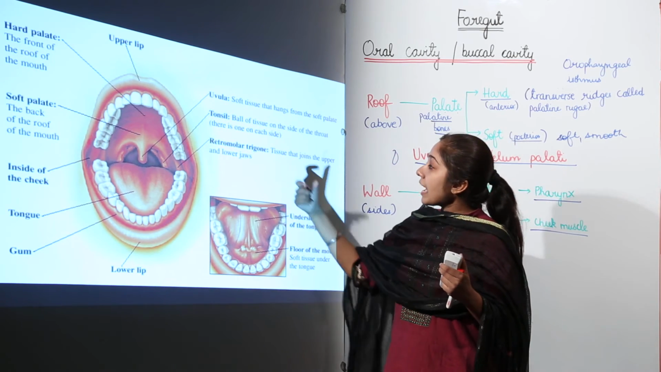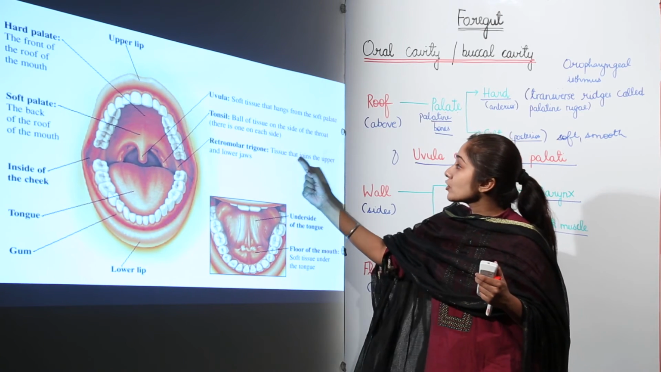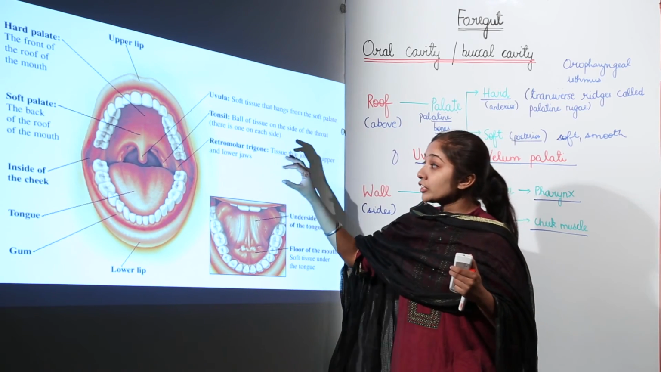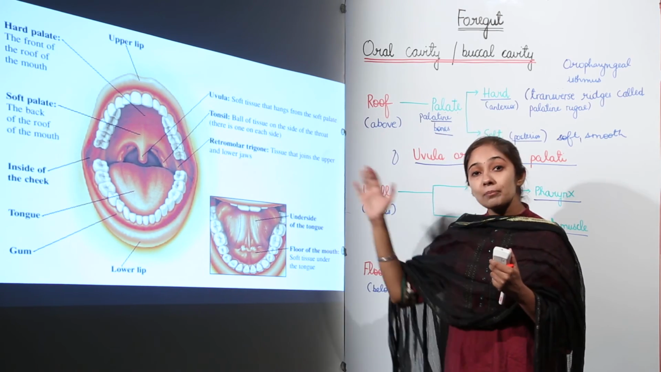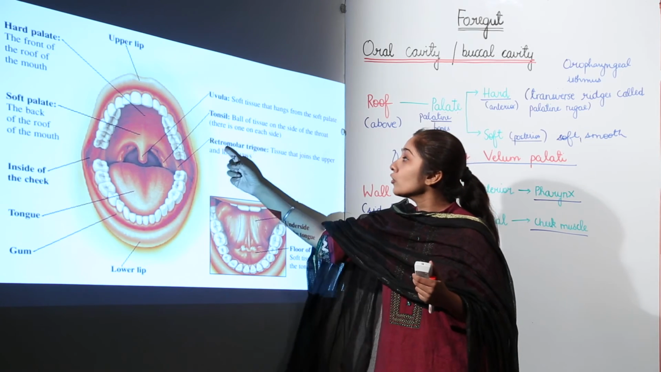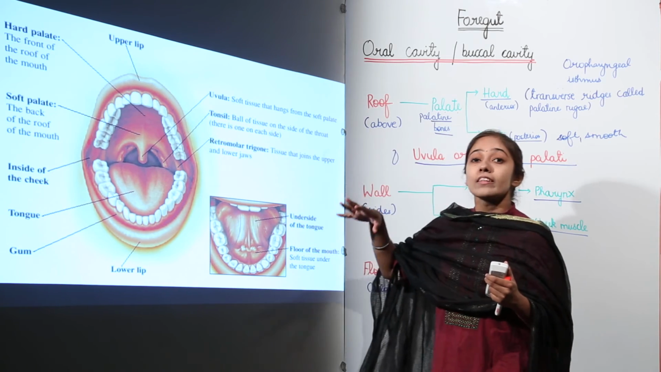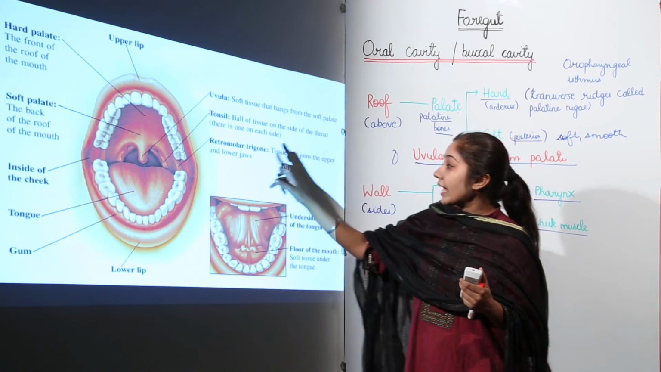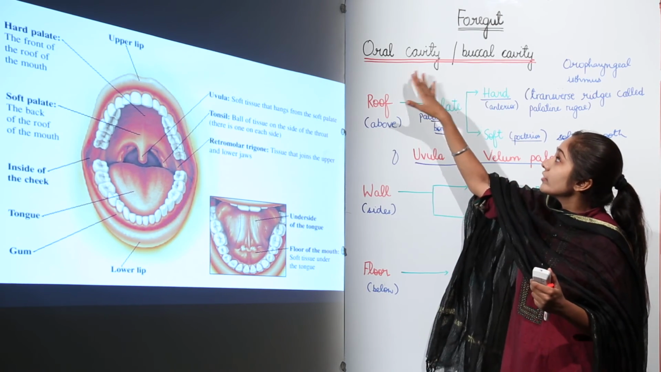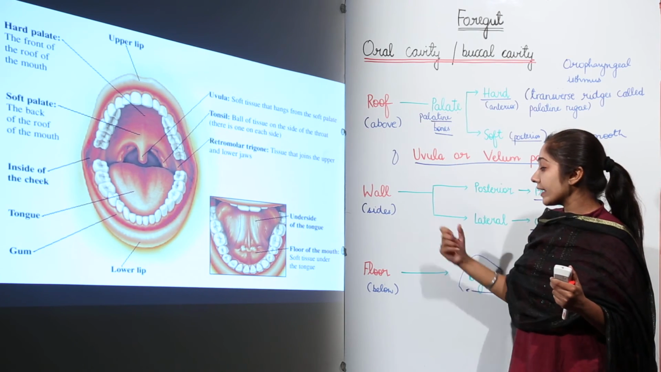So remember, we have a retromolar trigone also, which is actually the tissue that joins the upper and the lower jaws. So at the end, the tissue that is going to join the upper and the lower jaw is known as what? It is known as retromolar trigone. So this is how we are going to deal with oral cavity or the buccal cavity. We are dividing it into three parts: the roof, wall and the floor.